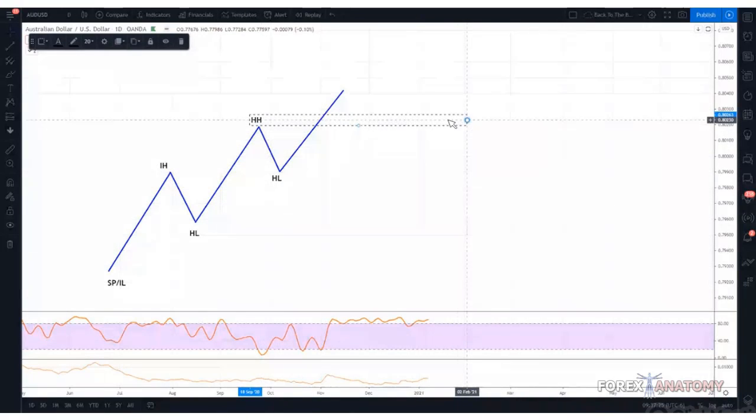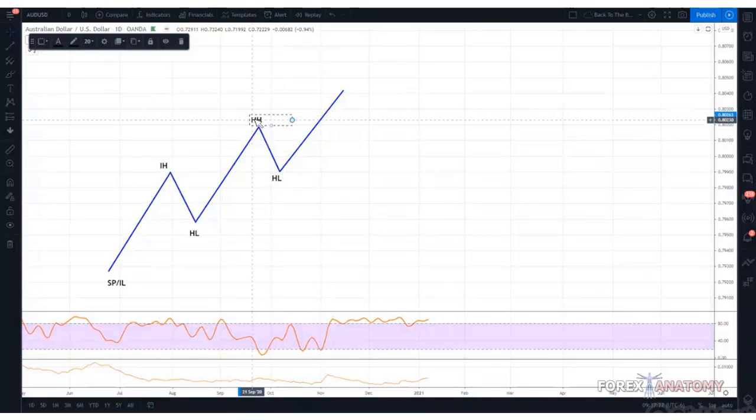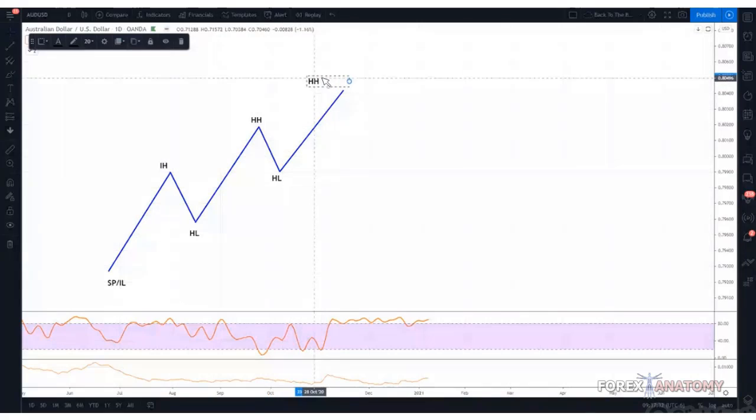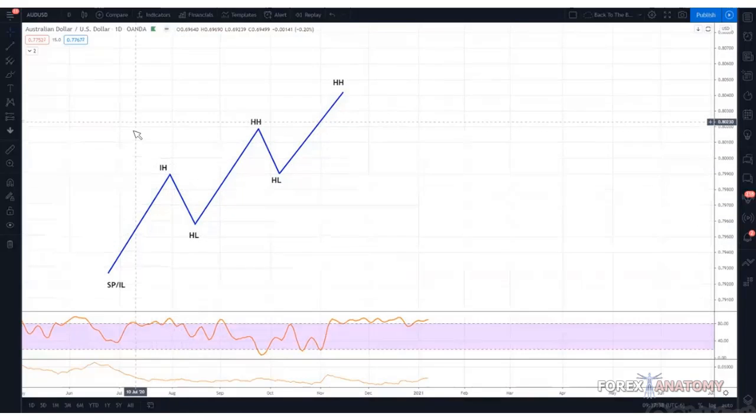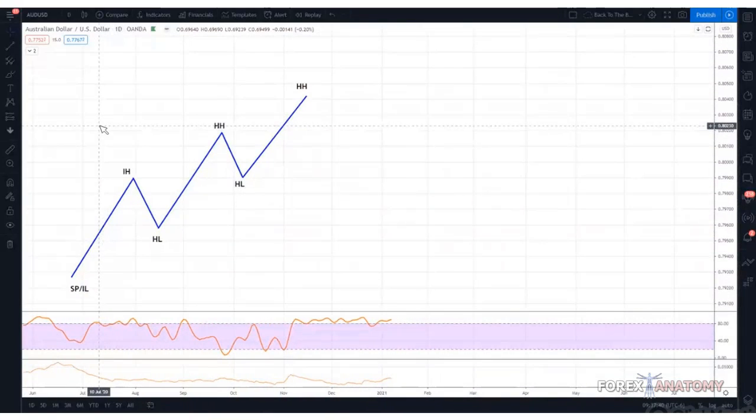So that's pretty much the basis of an upward trend. An upward trend is always forming higher highs and higher lows. So that's one thing you have to understand with the financial markets. An upward trend is always forming higher highs and higher lows.